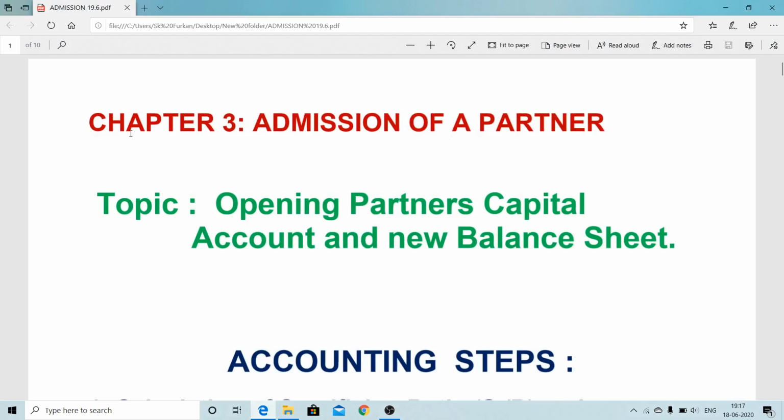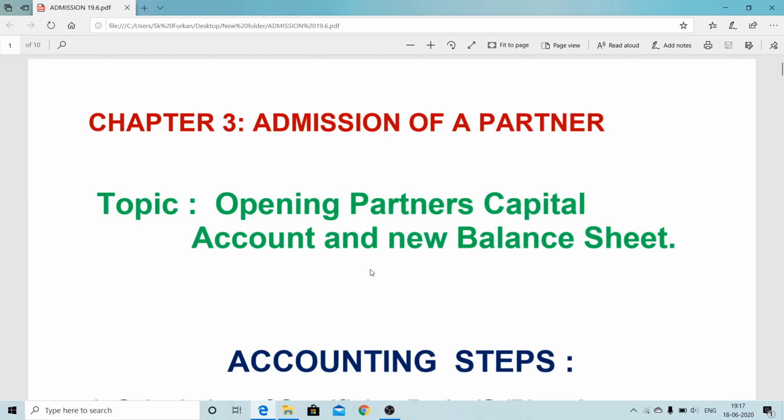Hello, my dear students. Today we are going to learn the last two steps, that is opening the partner's capital account and opening the new balance sheet. Now there are two ways: directly we can open the partner's capital account as well as the new balance sheet, and in another way we can show each and every step in detail.